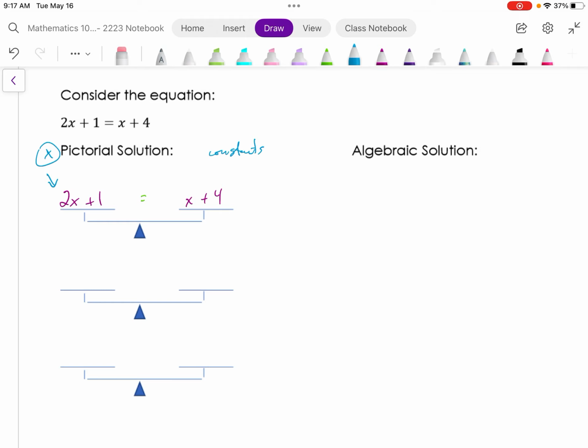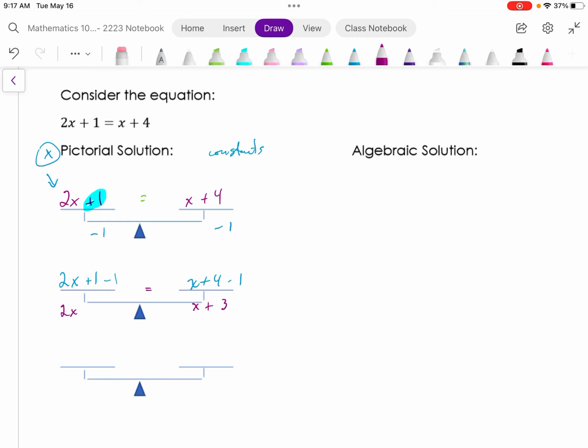When I take a look at my diagram here, I don't really love this one. So I'm going to choose to subtract 1. If I subtract 1, I need to subtract 1 from both sides to keep this in balance. Otherwise, one side will be heavier than the other. So we have 2x + 1 - 1 and x + 4 - 1. We can simplify that: it just looks like 2x, since 1 - 1 is 0, and on the other side x + 4 - 1 is x + 3.